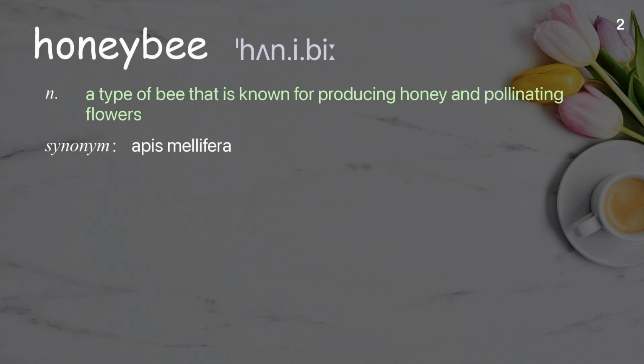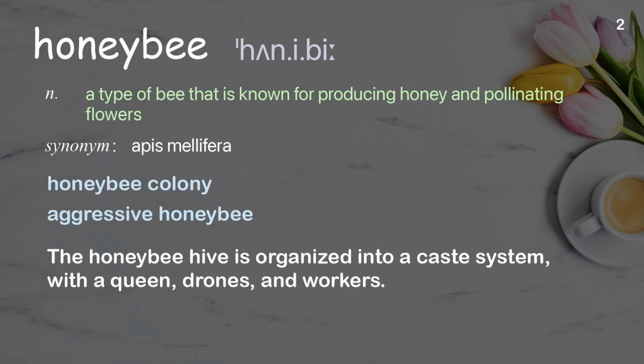Honeybee. A type of bee that is known for producing honey and pollinating flowers. Examples: Honeybee colony, aggressive honeybee. The honeybee hive is organized into a caste system with a queen, drones, and workers.